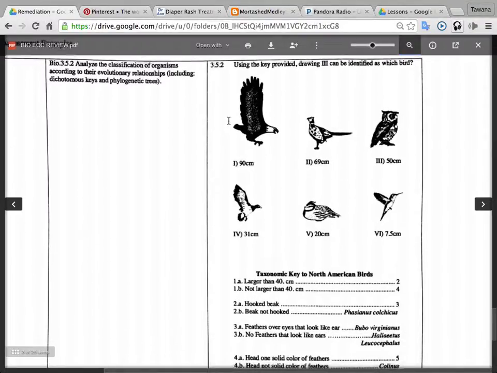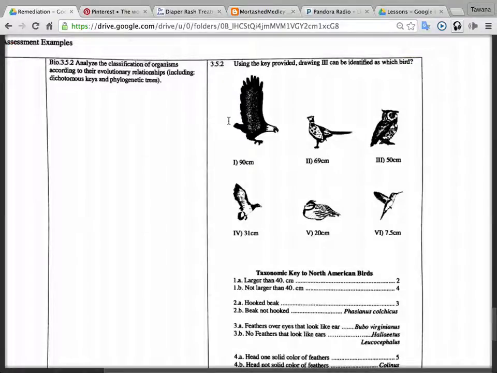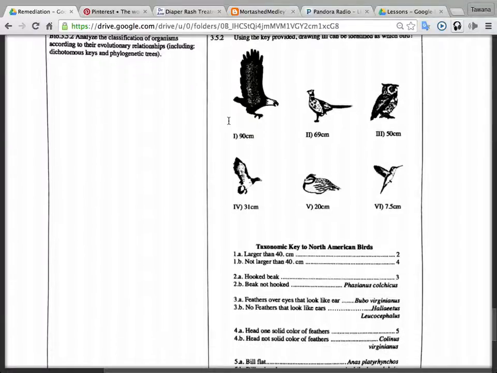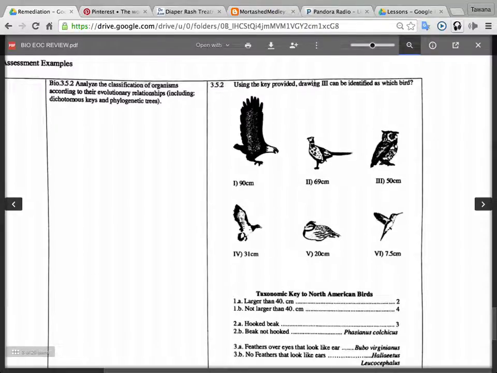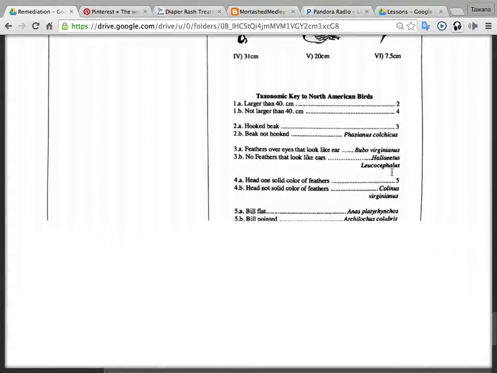What type of chart is this that we're looking at? There you go. Say it again. Dichotomous. This is a dichotomous key. So what you have to do with this is basically, it's asking about drawing 3, which is this one here. It's 50 centimeters. What is the key? I believe the question said, using the key provided, drawing 3 can be identified as which bird?